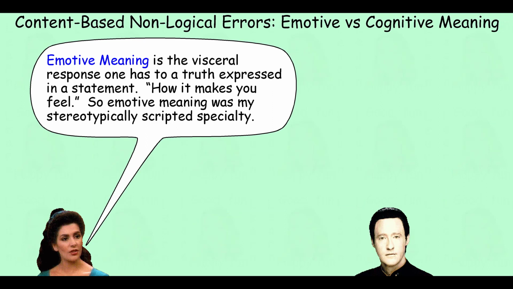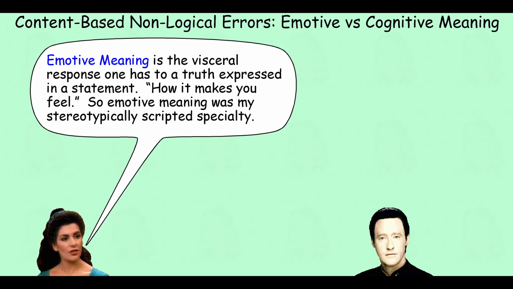When we think about emotive meaning, it's the same sort of abstraction here, going away from the way we actually function to talk about this abstract way of characterizing the contribution that this processing stream gives every moment of every day in everything that we do. Emotive meaning, then, is the visceral response one has to a truth expressed in a statement, to an experience, to an idea, to a word. And it's captured by this idea of how it makes you feel.